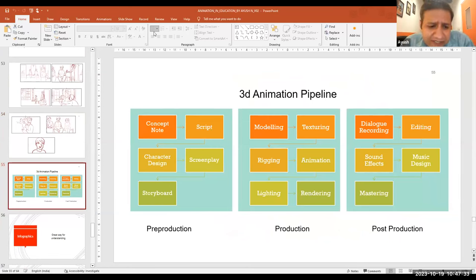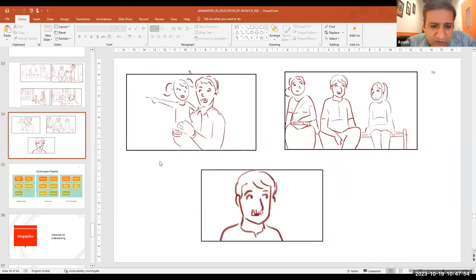In 3D, the pre-production is again the same. And remember, pre-production is where it seems there's nothing happening, but most of the impactful work is really happening in pre-production. So I would request you not to take it lightly.